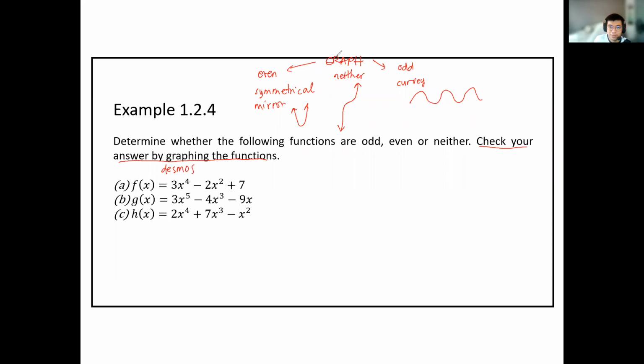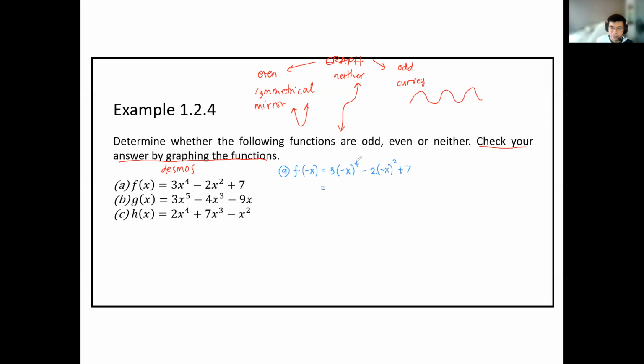So try to verify it later using Desmos. So again, for us to know that the function is odd or even, we're going to plug in negative x, di ba? So the first one is f of negative x. So you're going to have 3 times negative x to the power of 4 minus 2 times negative x squared plus 7.